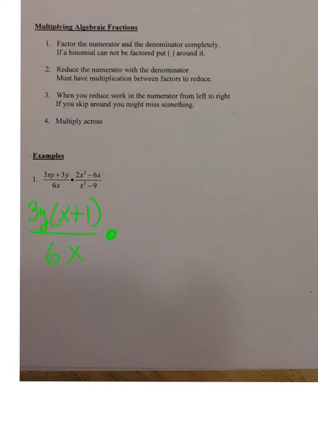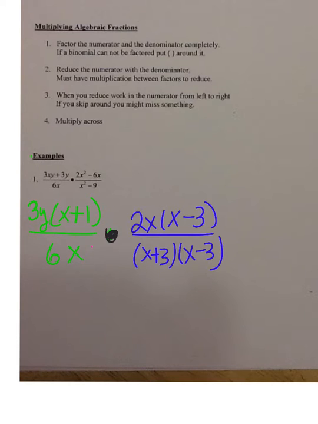Now let's work on the other side, the second fraction. In the numerator, I have 2x squared minus 6x, so there is a GCF. The GCF is 2x, so we'll factor out the 2x. So it's 2x times (x minus 3) over, and then in the denominator, I notice I have x squared minus 9, and that can be factored. That's the difference of two perfect squares. So that becomes (x plus 3) and (x minus 3).